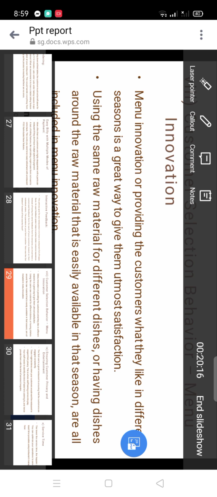Customer selection behavior or menu innovation. Menu innovation, or providing the customer what they like in different seasons, is a great way to have them at utmost satisfaction. Using the same raw materials for different dishes, or having dishes around the raw materials that are easily available in that season, are all included in menu innovation.